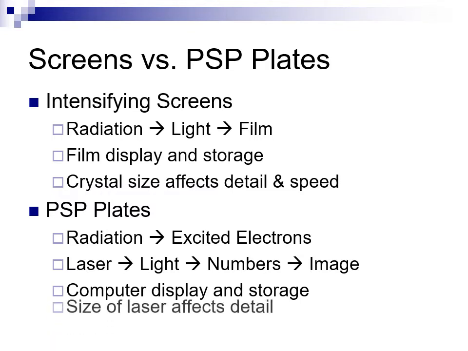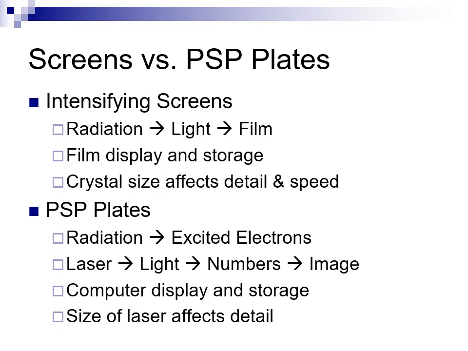The size of the pixel is ultimately controlled by the laser dot that scans the plate. Many scanners can vary the size of the laser dot using lenses.